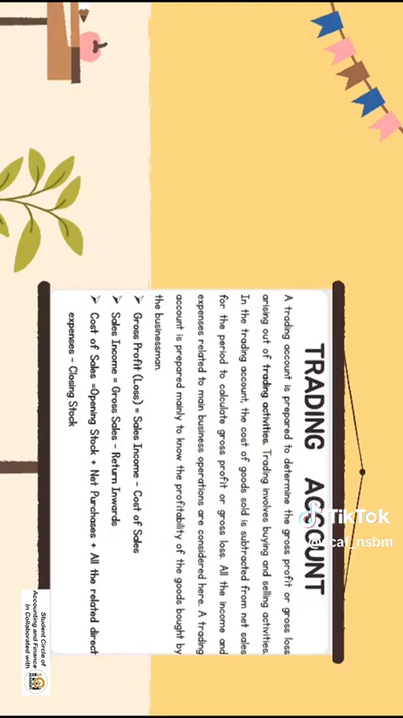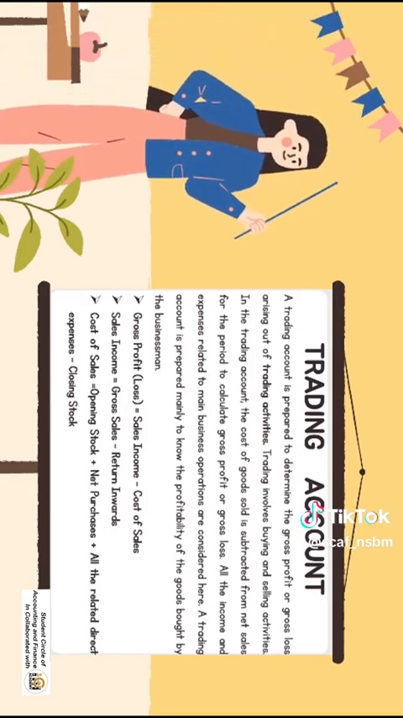A trading account is prepared to determine the gross profit or loss arising out of trading activities. Trading involves buying and selling activities. In the trading account, the cost of goods sold is subtracted from net sales for the period to calculate gross profit or loss. All the income and expenses related to main business operations are considered here. Trading account is prepared mainly to know the profitability of goods bought by the business.